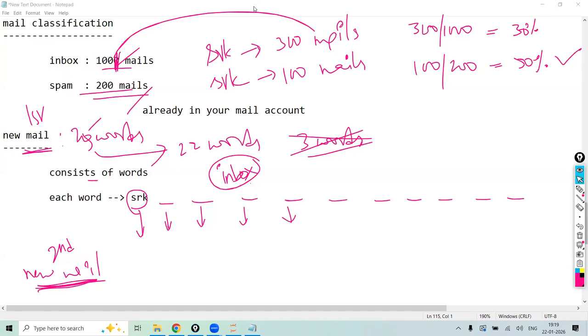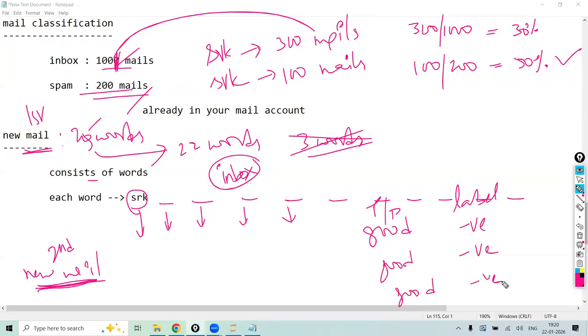Sir, I have one mail in spam. The words exist in spam. It will be 100% right or maybe incorrect. So here, it is not going to observe in that way. It will just count. For example, you have tried the good word, and the label you have given is negative. In another mail, the good word is also negative. In another mail, it is also negative. Now, for the future data, what is the good word? Answer is what? For the future data, negative only. Simple.